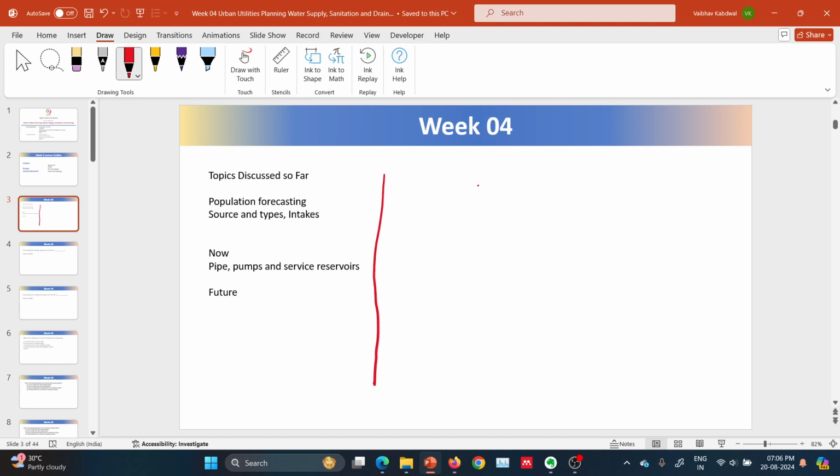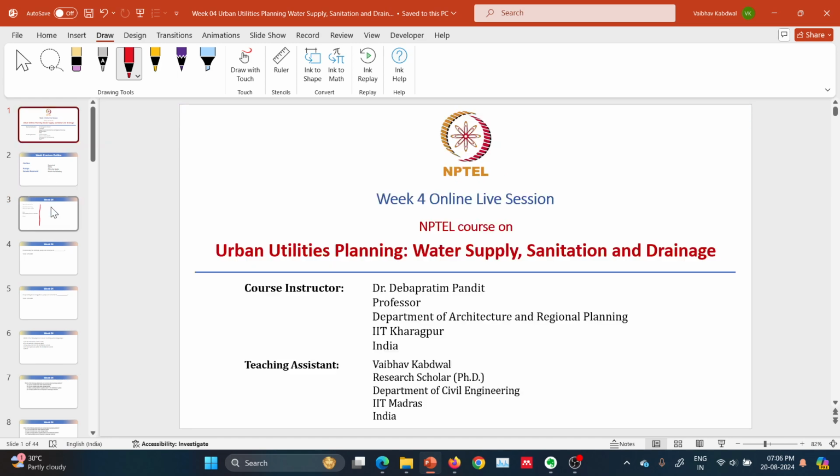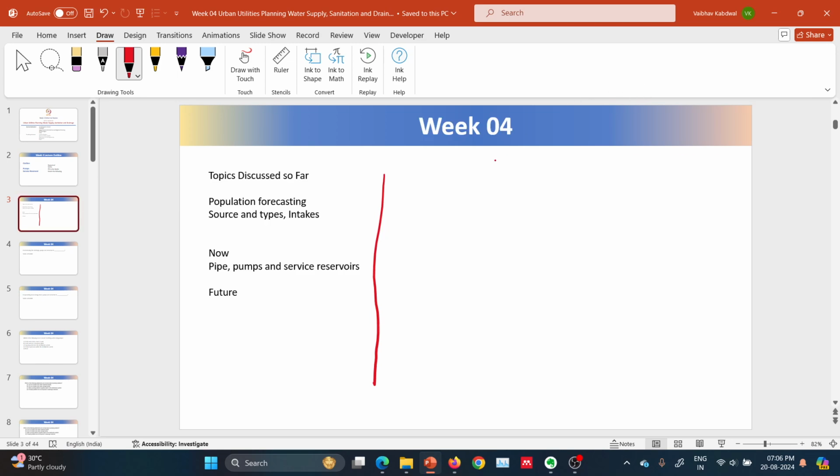So we are here for urban utilities planning for water supply, sanitation and drainage. This is the subject name. Water supply we can get from a water treatment plant, and water treatment plants are made for at least 20 to 30 years. If we are going to make a water treatment plant from now onwards, let's take 2024 as the present year, 2 years will be taken to construct the water treatment plant, and let's say we are making it for the next 30 years.